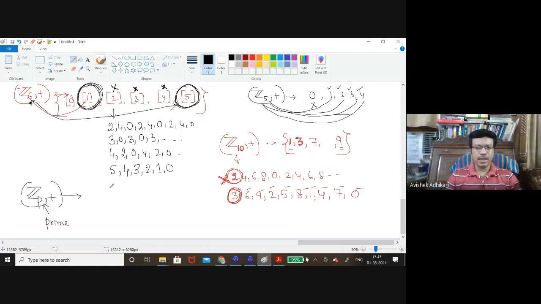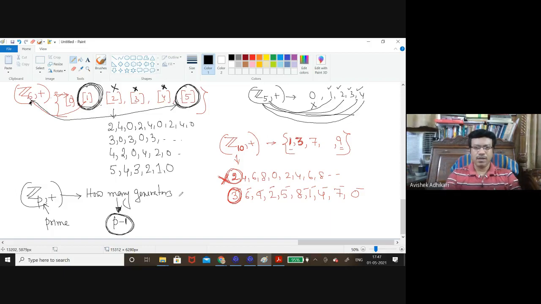If I ask you the question, how many generators? What would be your answer? If p is a prime, then how many generators? Think about this. For 5, how many? 4. p minus 1. Yes, p minus 1. So there should be p minus 1 many generators for this.